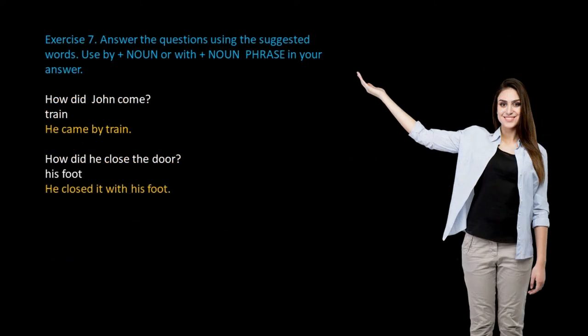Exercise 7. Answer the questions using the suggested words. Use by plus noun, or with plus noun phrase, in your answer. For example, how did John come? Train. He came by train. How did he close the door? His foot. He closed it with his foot. Now, please do the following exercise. You can pause your video until you finish the exercise.